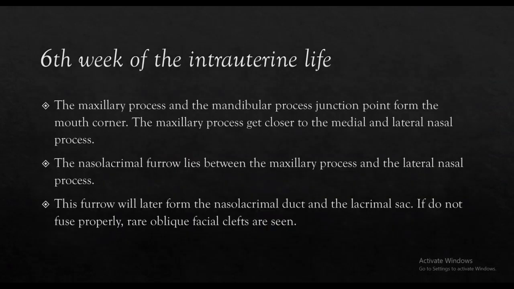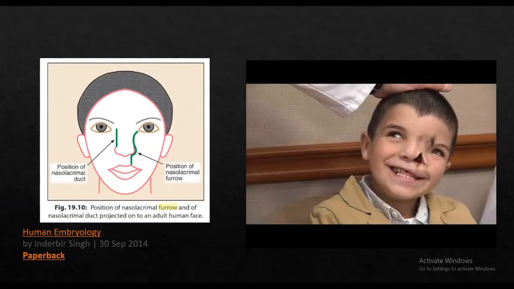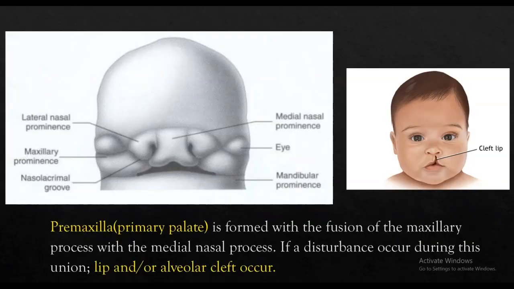At the 6th week after fecundation, the maxillary and the mandibular processes join to form the mouth corner. The nasolacrimal duct and the lacrimal sac are also formed. If the nasolacrimal furrow does not fuse properly, oblique facial clefts are seen. The premaxilla is formed with the fusion of the maxillary process with the medial nasal process. If a disturbance occurs during this union, lip and/or alveolar cleft occurs.